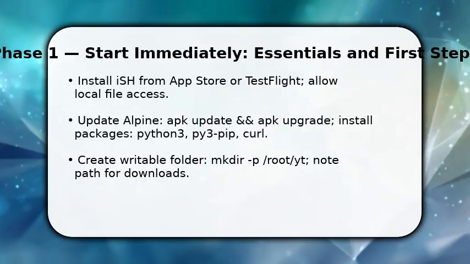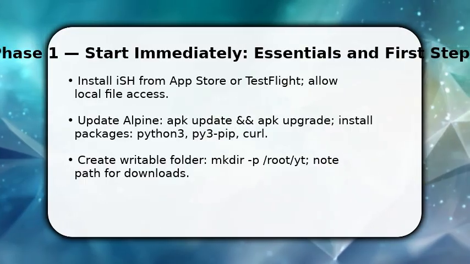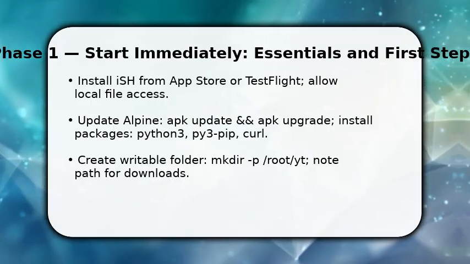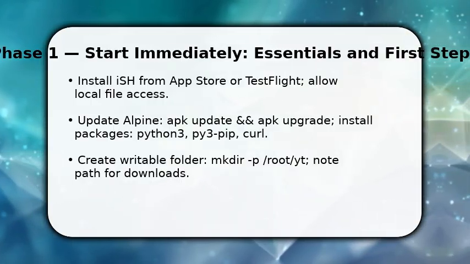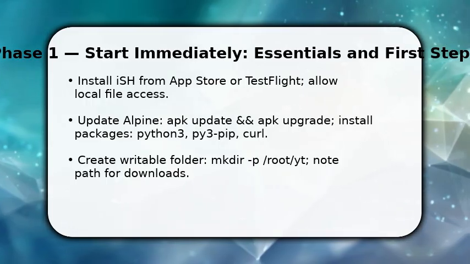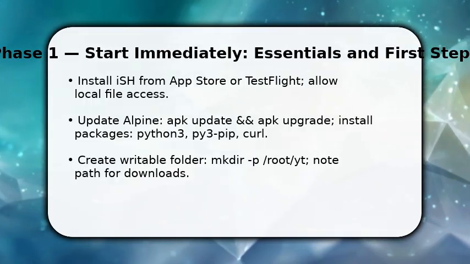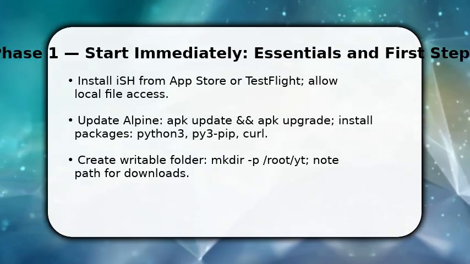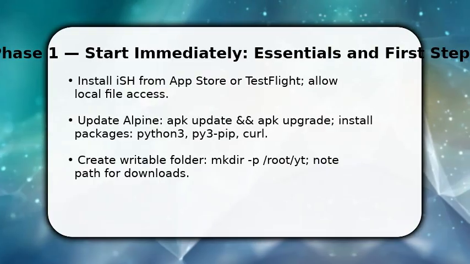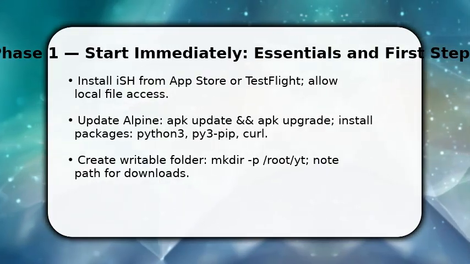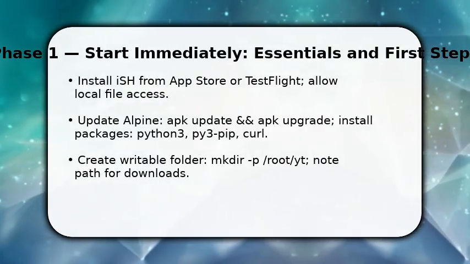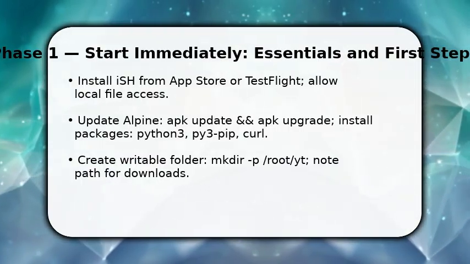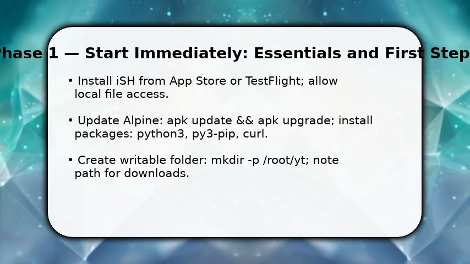You start on your iPhone by installing iSH and preparing a minimal Alpine environment. Once installed, open iSH and run apt update, apt upgrade, then install Python 3 and py3-pip so yt-dlp can run. Next, create a dedicated folder, for example /root/it, so downloaded files stay organized and accessible. Make sure iSH has permission to write to files if you plan to move media later. This gets you from 0 to a working shell in minutes.